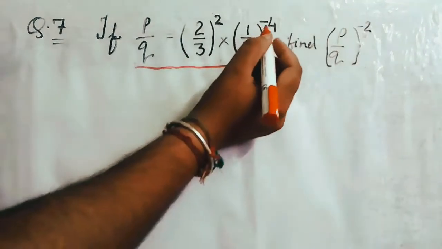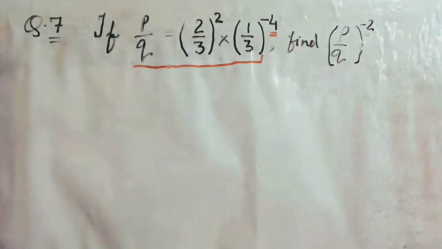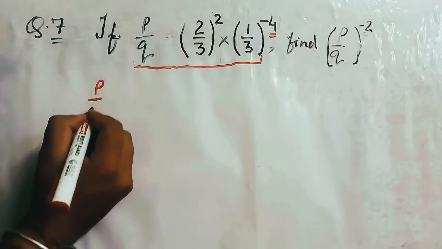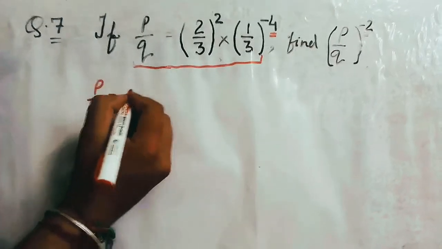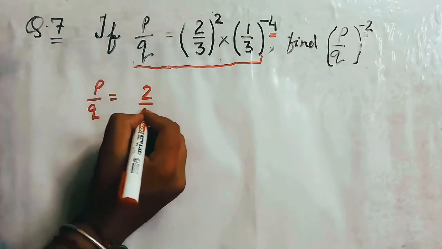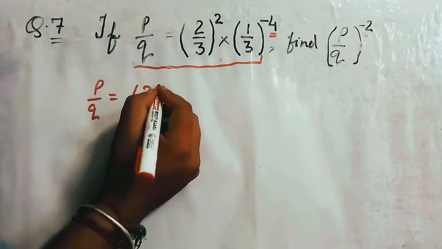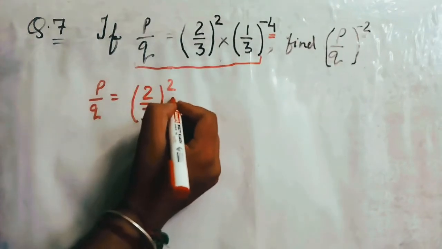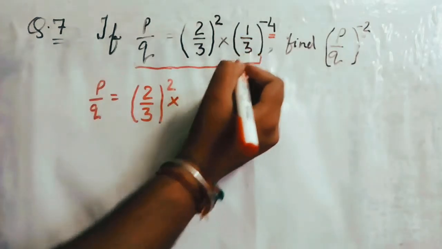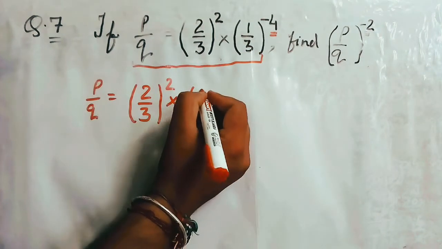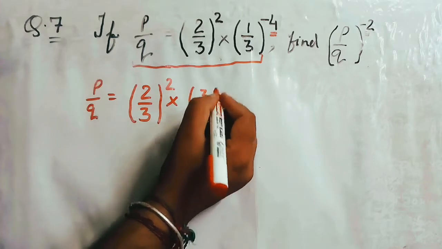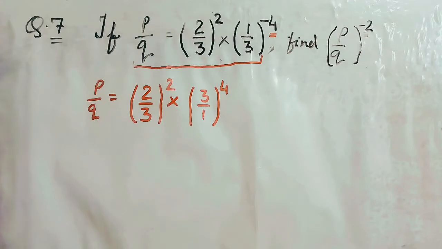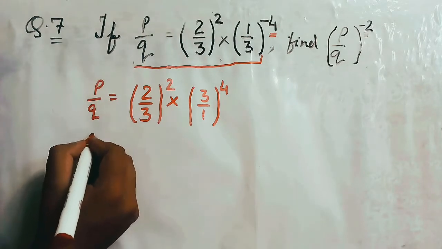You can see the power is negative here, so let us remove the sign of minus first of all. P upon Q will be (2 upon 3) whole raised to power 2 as it is, multiplied by, now here the power is negative, so we have to take the reciprocal, and the reciprocal of 1 upon 3 will be 3 upon 1 and the power will become positive, so raised to power 4.